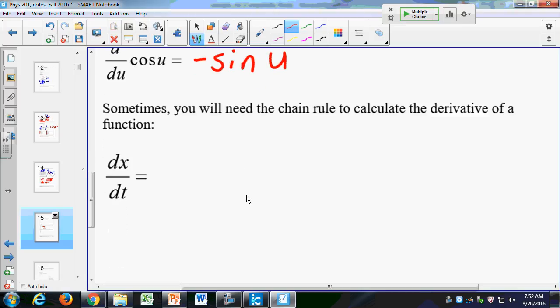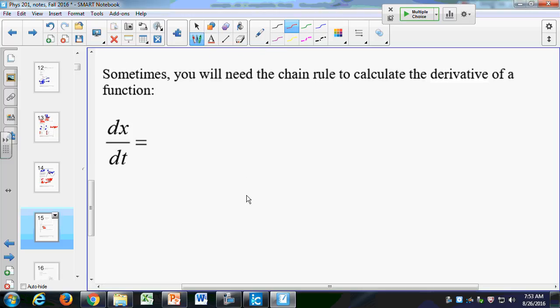Also, later in the semester, we'll need the chain rule, which if you're in Calc 1, you've not seen yet, but many of you have finished Calc 1. The chain rule looks like this. It says that dx/dt is equal to dx/du, the derivative of the function x with respect to u, times du/dt. If you think about this, our du's could cancel, and we'd be left with the same function that we had.